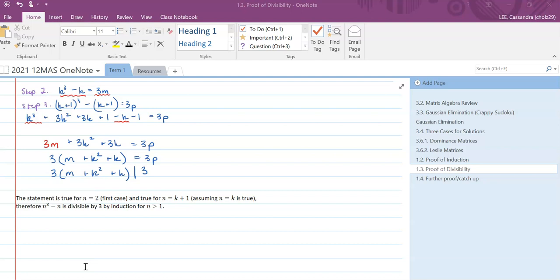Alright, so to summarize our proof of divisibility, we are basically using proof by induction to show that things are divisible by something else. And we've shown you a couple of different ways of writing notation that mean divisible by.